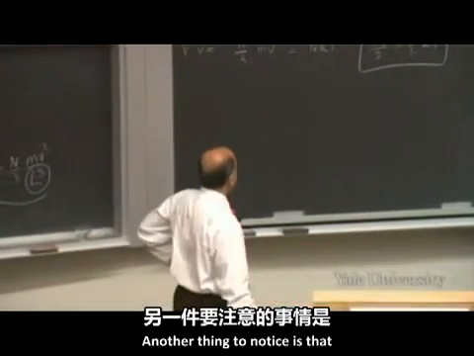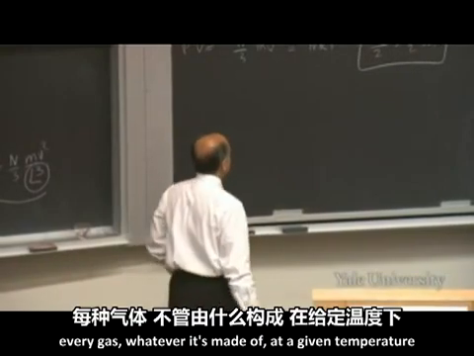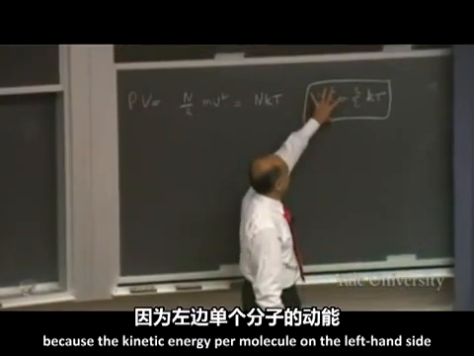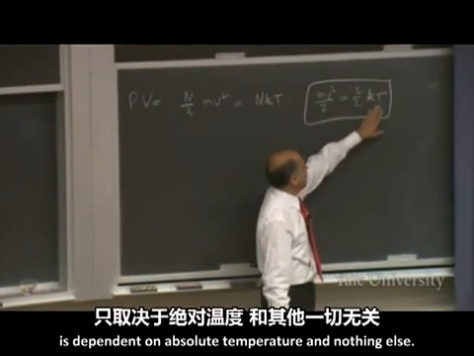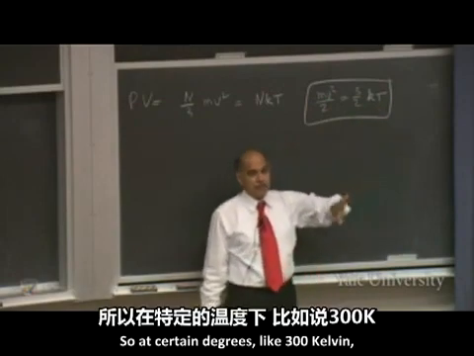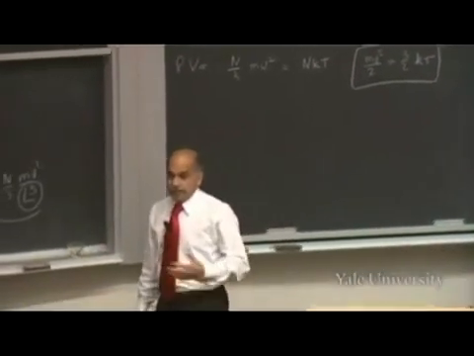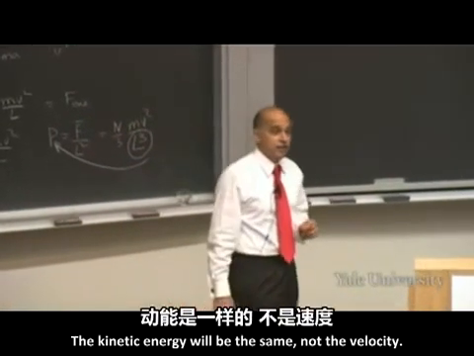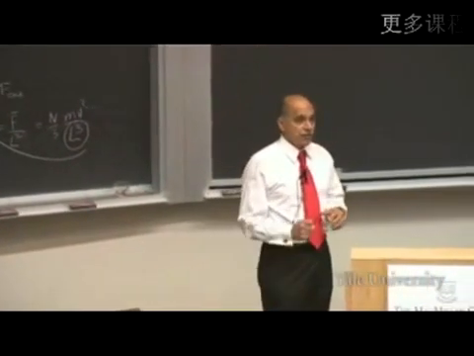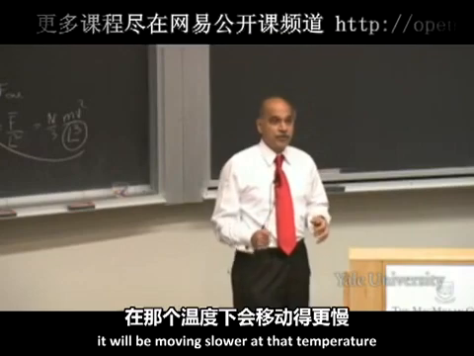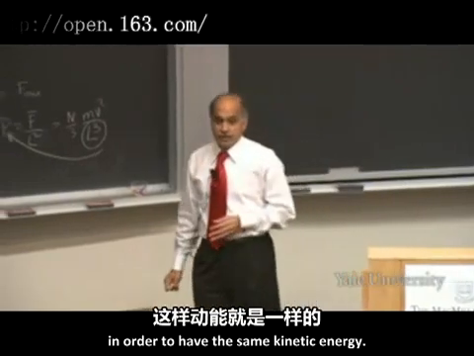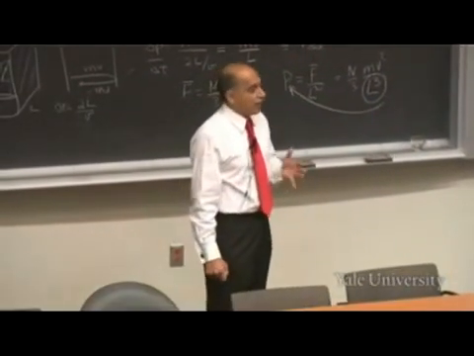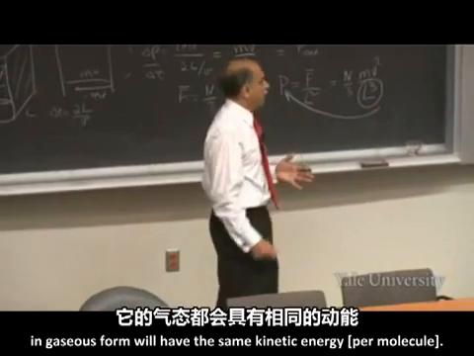Another thing to notice is that every gas, whatever it's made of, at a given temperature has a given kinetic energy. Because the kinetic energy per molecule on the left-hand side is dependent on absolute temperature and nothing else. So at certain degrees, like 300 Kelvin, hydrogen kinetic energy will be the same, carbon kinetic energy will also be the same. The kinetic energy will be the same, not the velocity. So the carbon atom is heavier, it will be moving slower at that temperature in order to have the same kinetic energy. So all molecules, all gases, all atoms, let me say, at a given temperature in gaseous form will have the same kinetic energy.